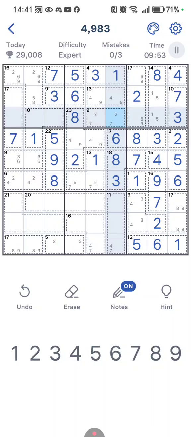Okay, so this is 9. So can't be 1 and 8, can't be 2 and 7, can't be 3 and 6, can only be 4 and 5. So that's 5 and that's 4. So that means that's 8. 1 and 5.